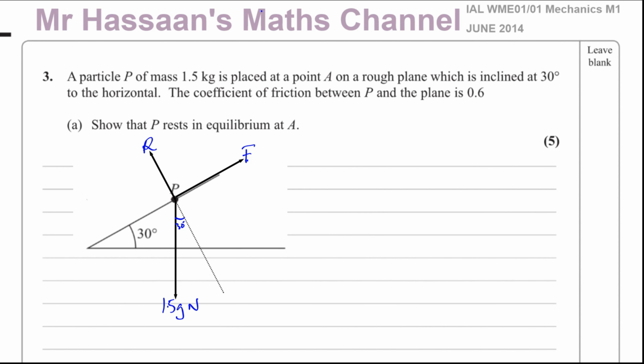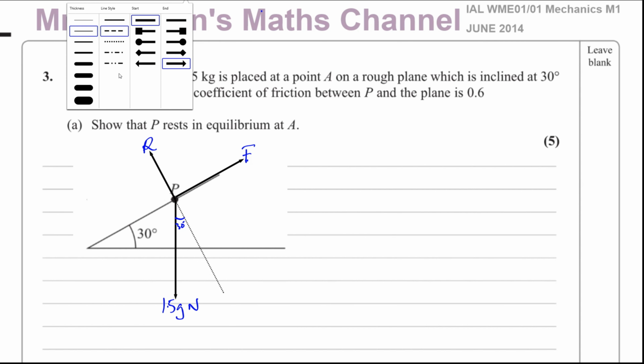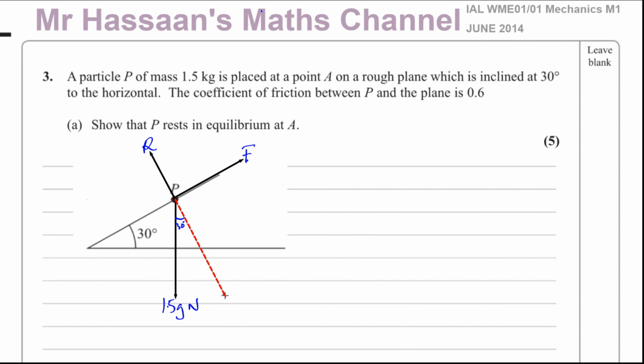All right, so now we're going to resolve the forces parallel and perpendicular to the plane. So I'll just use a different color and a dotted line. I'm going to take the weight and resolve it perpendicular to the plane, and I'm going to resolve it parallel to the plane. Okay, so if I want to resolve it perpendicular to the plane, then as I mentioned many times, we've got to think about the angle.